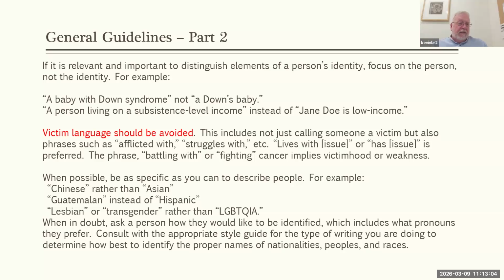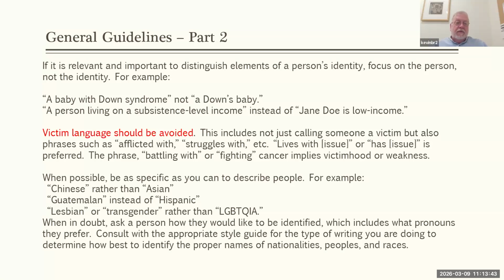And in terms of specifics that I had mentioned a couple minutes back, here's some other examples to describe people that is specific. Chinese rather than Asian, Guatemalan instead of Hispanic, because the Hispanic culture is wide and expansive geographically, historically, and socially. So we want to try to get to the bottom of the specifics for identity purposes. Again, with LGBTQIA, you see that acronym all the time. But when you're talking about individual people within that larger group, focus on the specifics. Who are you talking with in particular?